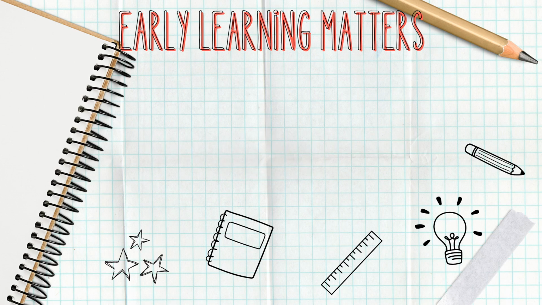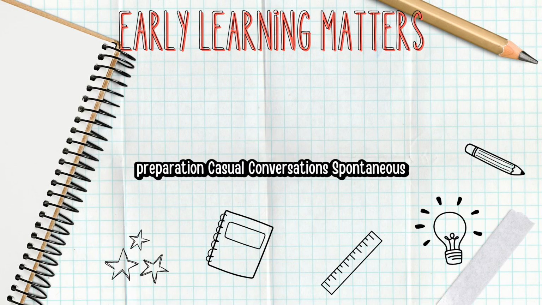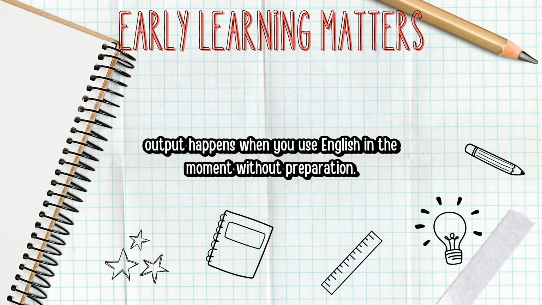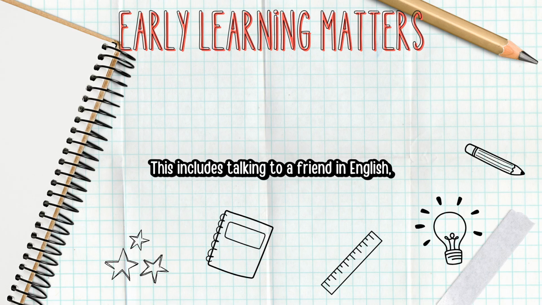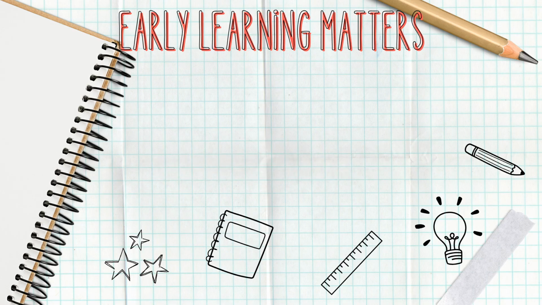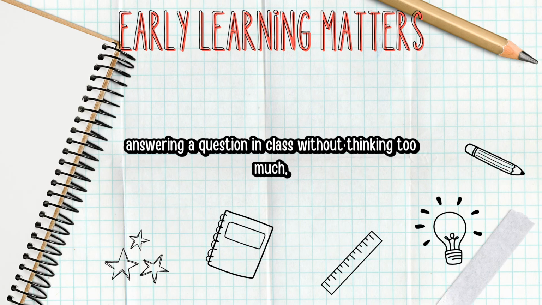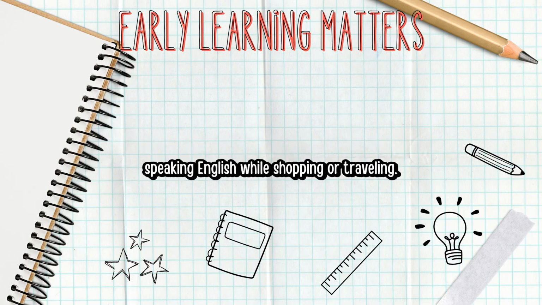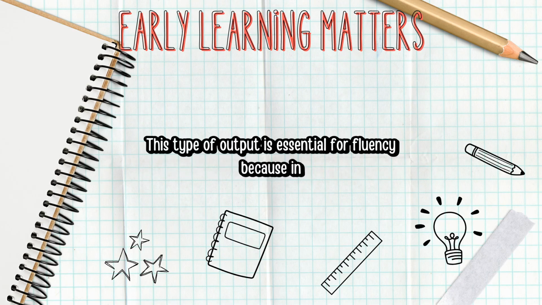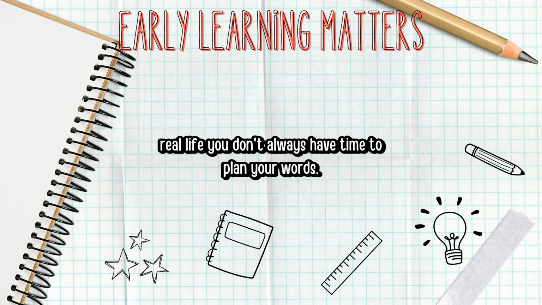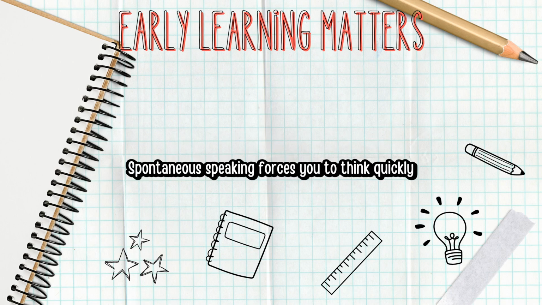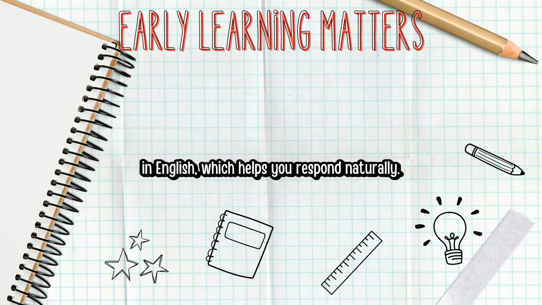Writing a few sentences every day about your thoughts, experiences, or plans can help you improve your ability to express yourself clearly. 2. Spontaneous output. Speaking without preparation. Casual conversations. Spontaneous output happens when you use English in the moment without preparation. This includes talking to a friend in English, answering a question in class without thinking too much, speaking English while shopping or traveling. This type of output is essential for fluency because, in real life, you don't always have time to plan your words. Spontaneous speaking forces you to think quickly in English, which helps you respond naturally.